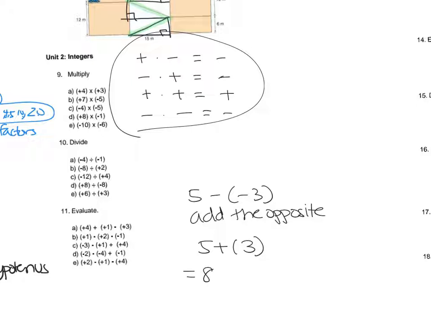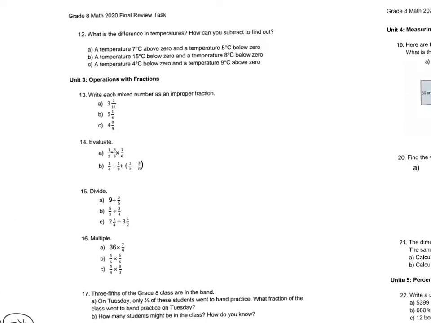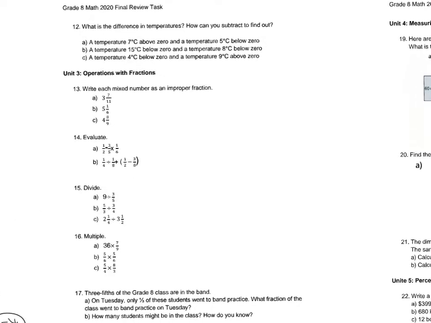Okay. When you're adding two negatives, so let's say we have negative 2 plus negative 4, you already have a negative number and you're adding another negative 4 to it. So you're going to go into more negative. So this becomes negative 6. Okay. So apply that when you're working with integers, please. All right. And then that's just the word problem on number 12.